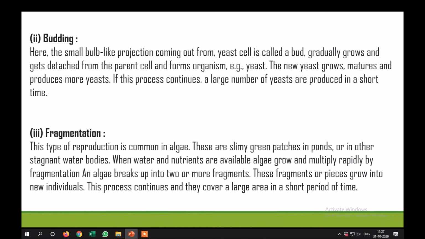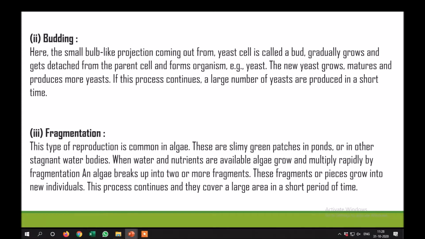Second is budding, where a small bulb-like projection comes out from each cell, called a bud, gradually grows and gets detached from the parent cell and forms a new organism. Example: yeast. The new yeast grows, matures, and produces more yeast. If this process continues, a large number of yeast are produced in a short time.